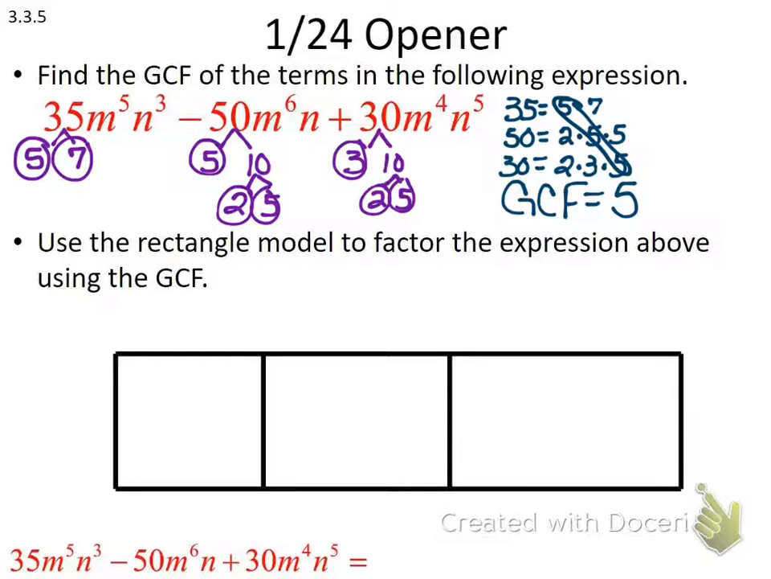And then what about my variables and exponents? Riley, I want you to do this one. M to the 4th. Yes, m to the 4th. And n to the 3rd. Look up there. You have n to the 3rd, n, and n to the 5th. Oh, just n. Yeah, just the n. So the greatest common factor is 5, m to the 4th, n.